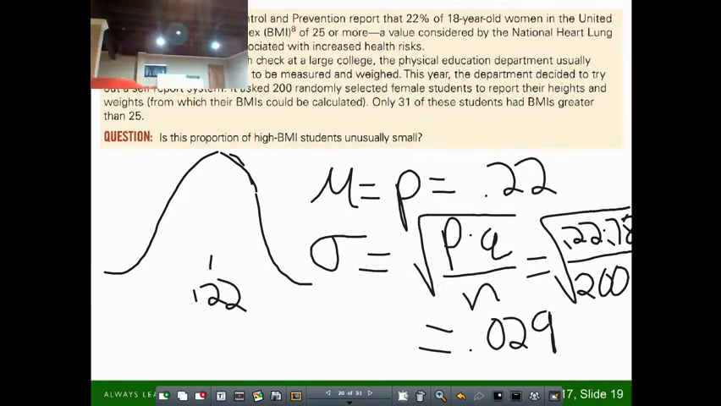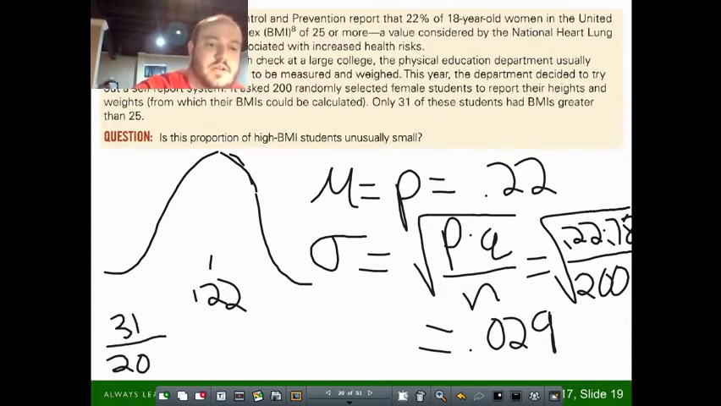sample to begin without my trusty calculator? All right. And here's what I'm going to be doing right now. We know that 31 of these 200 women ended up being at the 25 or greater.